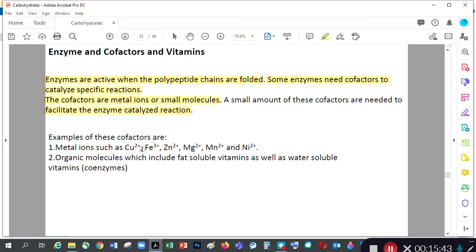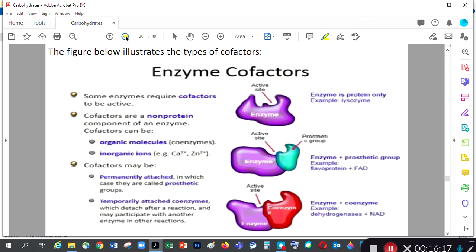So those cofactors are metal ions such as copper, iron, zinc, magnesium, manganese, and nickel, for example. Or the second type of these cofactors, called coenzymes as well, are organic molecules, which include fat-soluble vitamins as well as water-soluble vitamins. And as I said, they are said to be coenzymes.